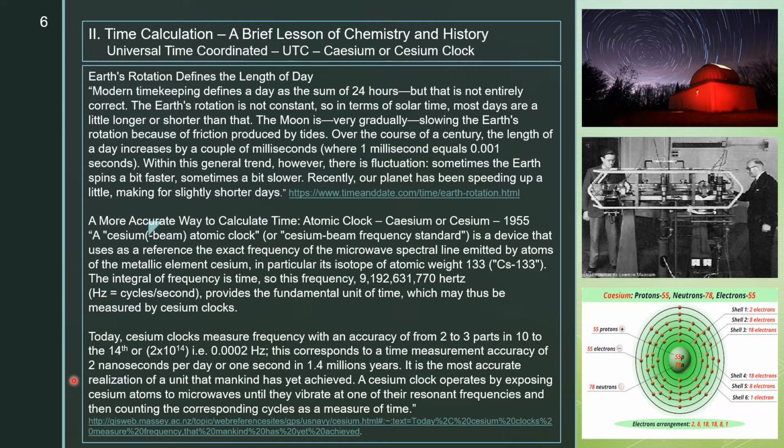A cesium clock operates by exposing cesium atoms to microwaves until they vibrate at one of their resonant frequencies and then counting the corresponding cycles as a measure of time.